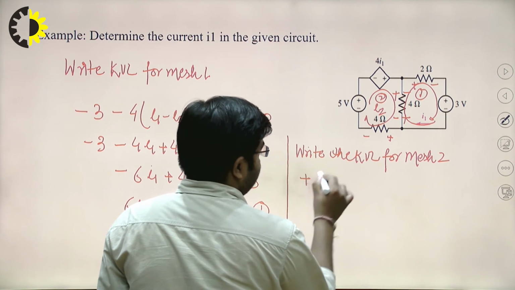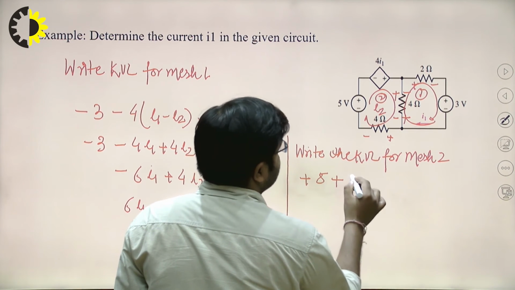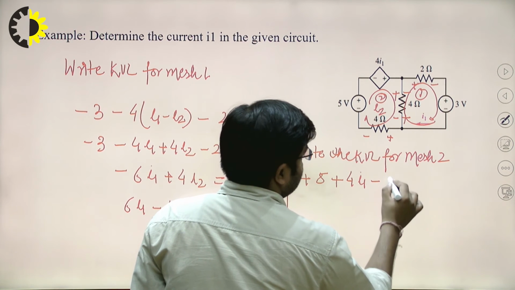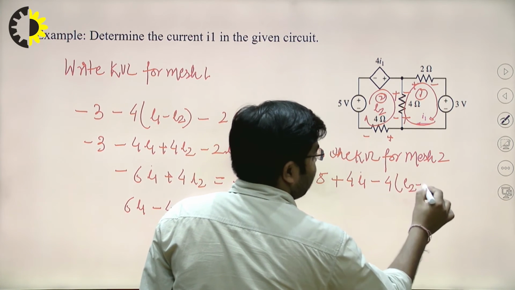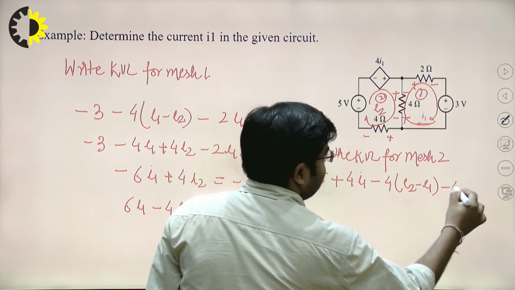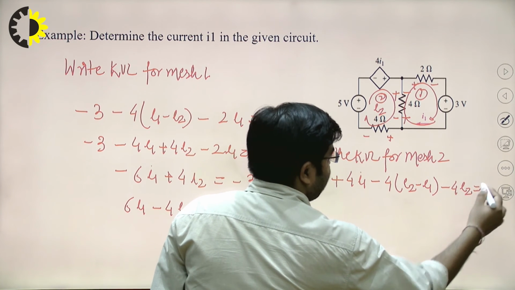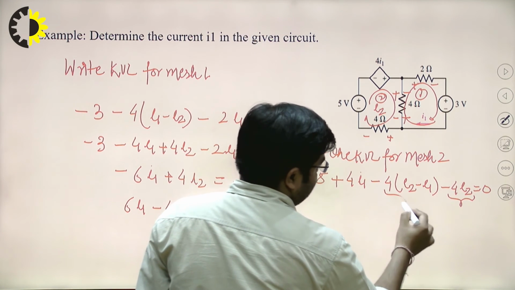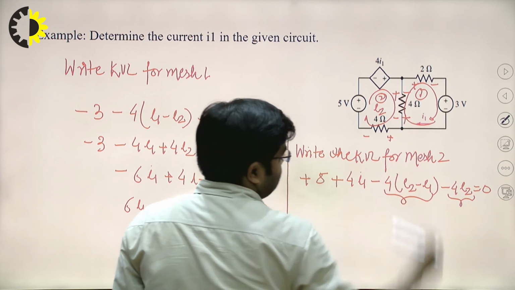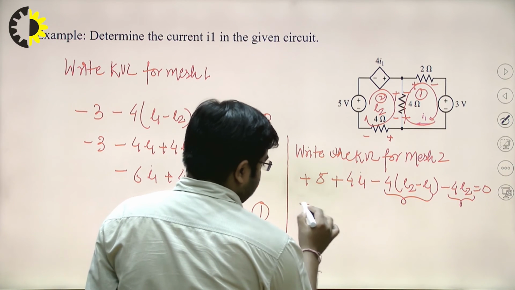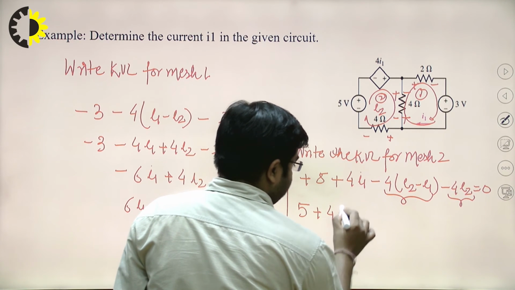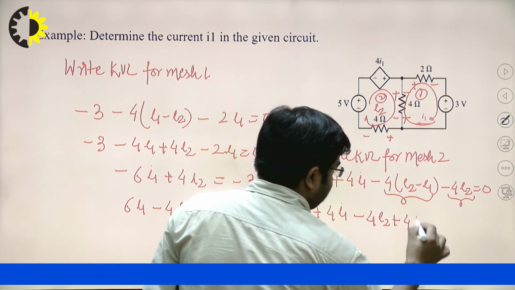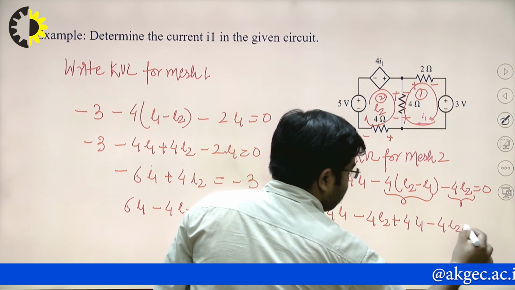Okay, so plus 5 plus 4 I1, then minus 4 I2 minus I1 minus 4 I2, that is equal to 0. So this 4 I2 is the voltage drop across this 4 ohm resistance, and this one is the voltage drop across this 4 ohm resistance. Now rearrange this equation. So 5 plus 4 I1 minus 4 I2 plus 4 I1 minus 4 I2, that is equal to 0.